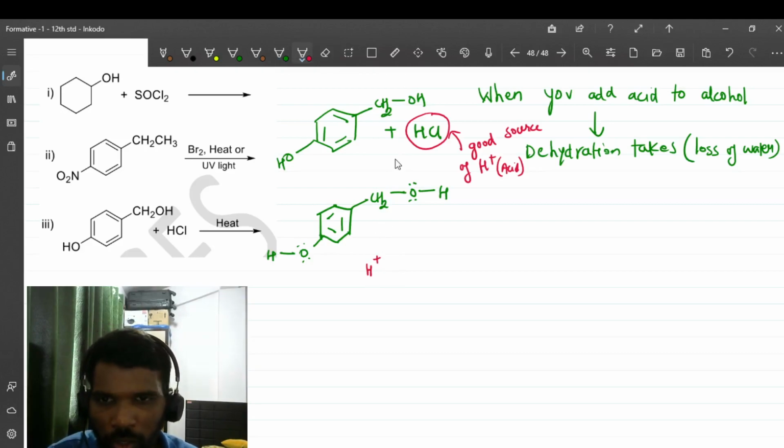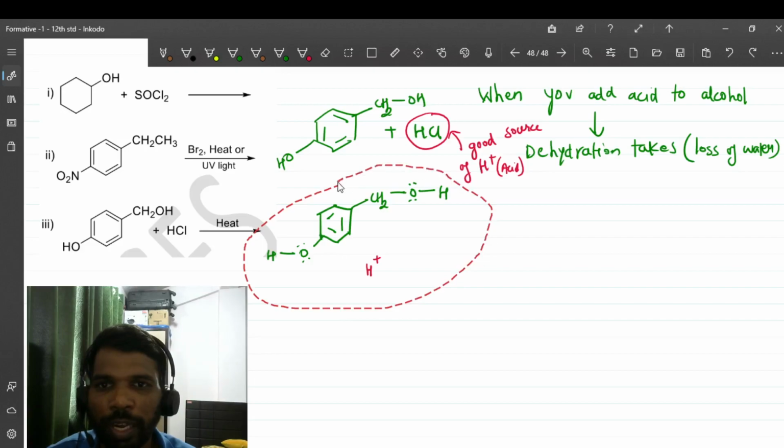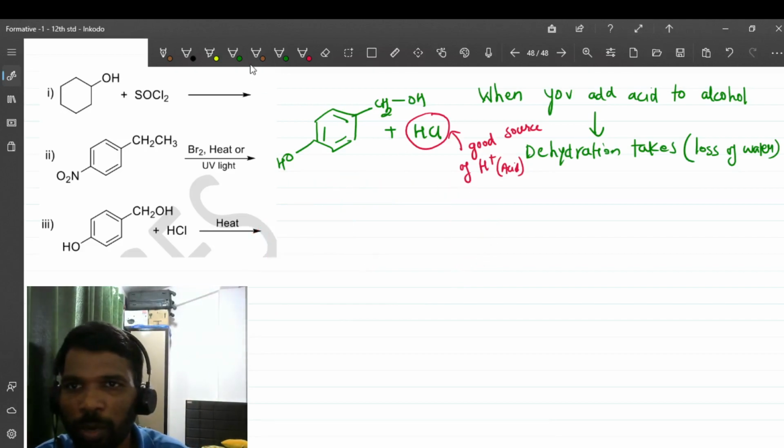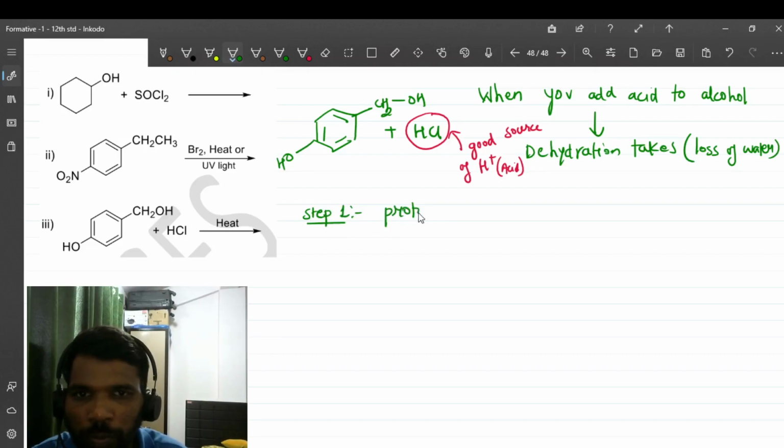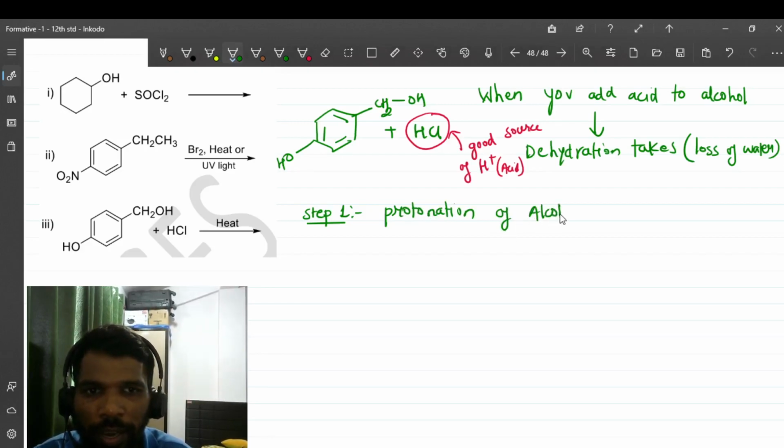Which we are adding. So what I'll do is mention the steps over here. First, I'll mention the different steps which will take place in a dehydration. First step is actually a protonation. Step one is protonation of alcohol. Protonation means we are adding an H plus. H plus is also called protonation of the alcohol.